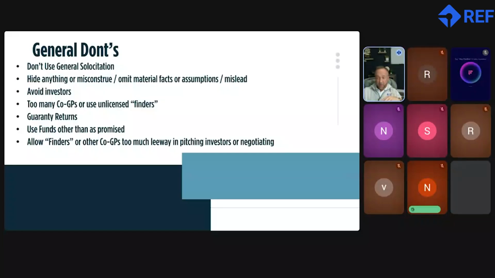Later down the road, that can bite you, because, okay, this LP lost money. "Hey, I was promised a 12% return, and I have the documentation of it from this guy who was a co-GP." So you always have to be very careful and monitor who you're working with, even if you are co-GPing with multiple people on a real estate deal.